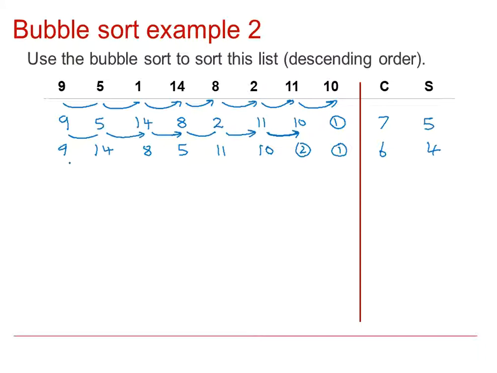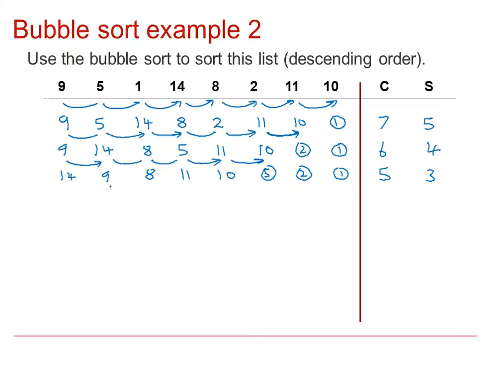So repeating it again now. Comparing 9 with 14, 9 is smaller, so we would swap. Comparing 9 with 8, 9 is bigger, stays where it is. Comparing 8 with 5, 8 is bigger, stays where it is. Comparing 5 with 11, 5 is smaller, so would swap. Comparing 5 with 10, 5 is smaller, so there'd be a swap. And we now have 5 in the right place. So that was 5 comparisons, 3 swaps.